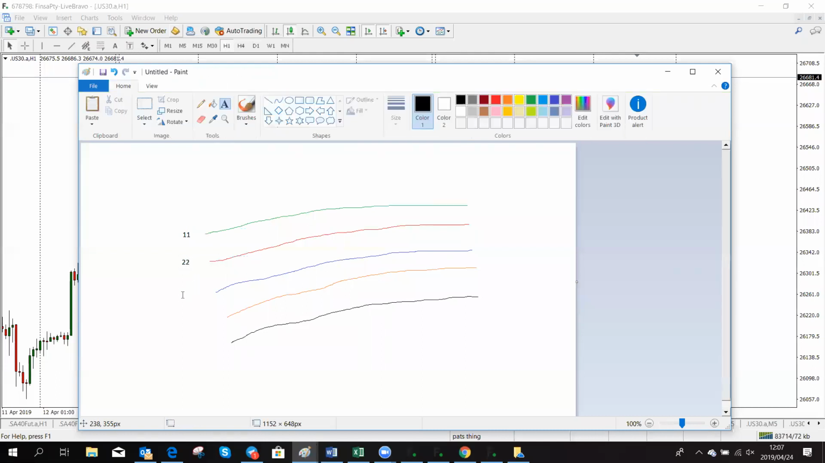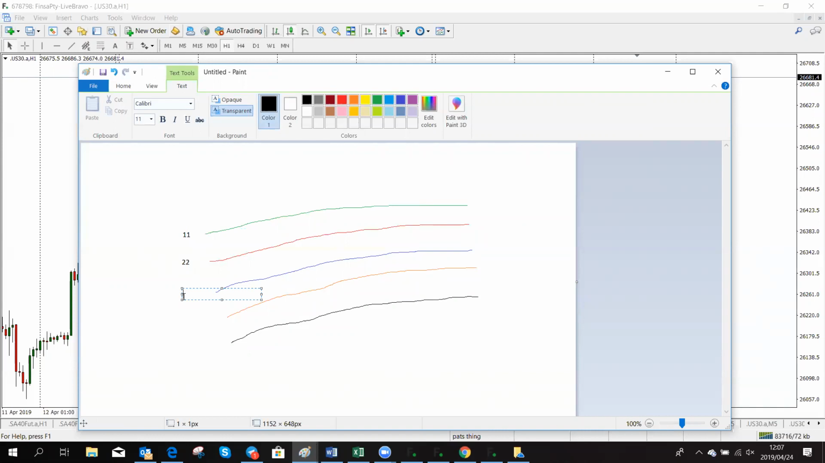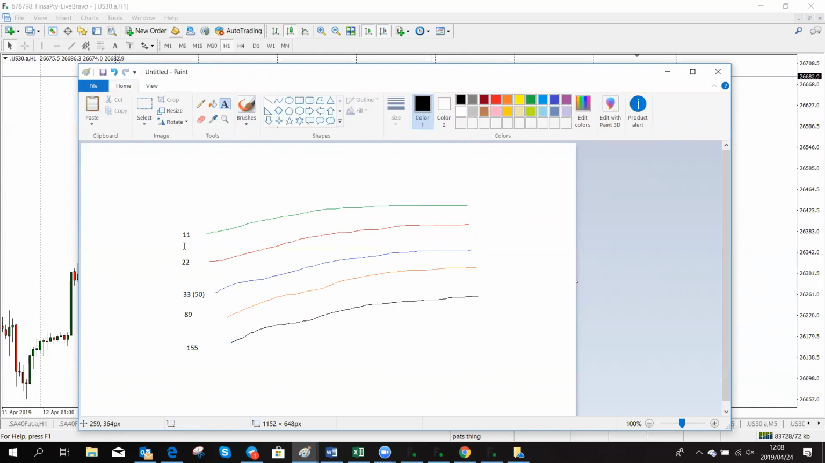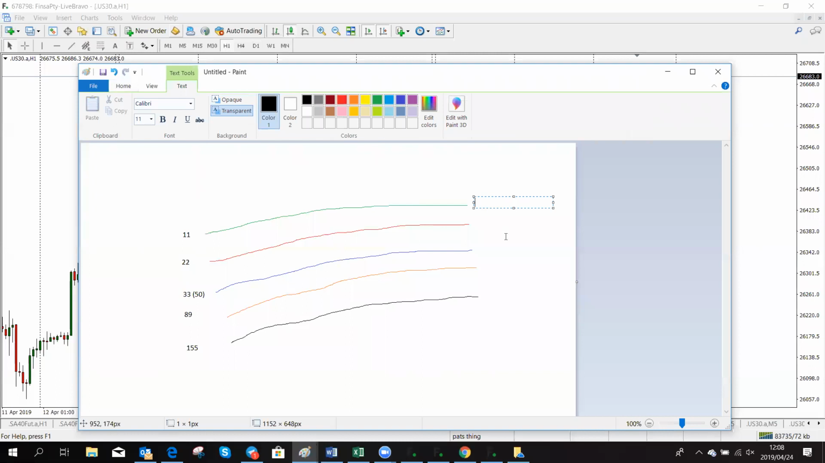So there's the 22. And I'm just going to do this. The blue, in effect, should be 33 then. And you're going to see later why it is quite important. We don't use 33, we use 50. And then we're going to have the 89 there. So 0 plus 11 is 11, 100 minus 11 is 89. And the final one is 155. So there's the numbers.